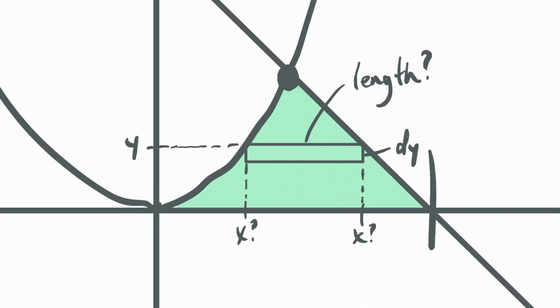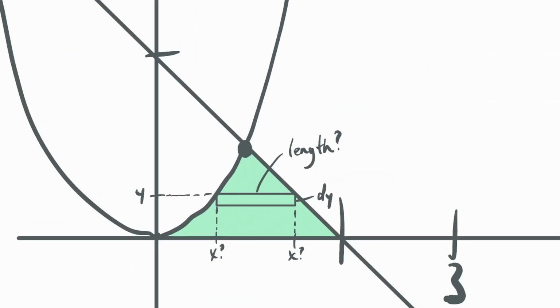So I need to take this function here and rewrite it not with y as a function of x, but x as a function of y. And I need to take this function here and rewrite it not with y as a function of x, but x as a function of y. I need to invert the two functions, essentially, is what I'm doing, okay?